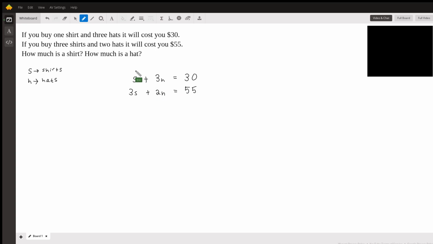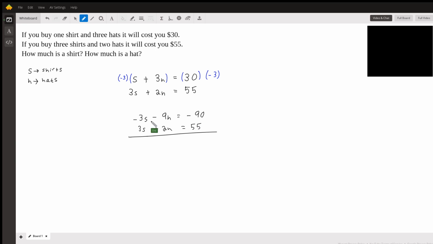Now we can solve this system of equations from here. To solve this system, I would use addition. So to solve a system by addition, we need to cancel out one of our variables. So if we multiply the top equation by -3, that's going to cancel out our s's when we add the equations together. So we're going to get -3s minus 9h equals -90, and 3s plus 2h equals 55.